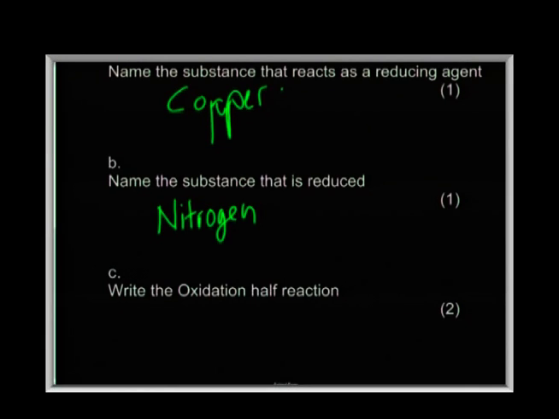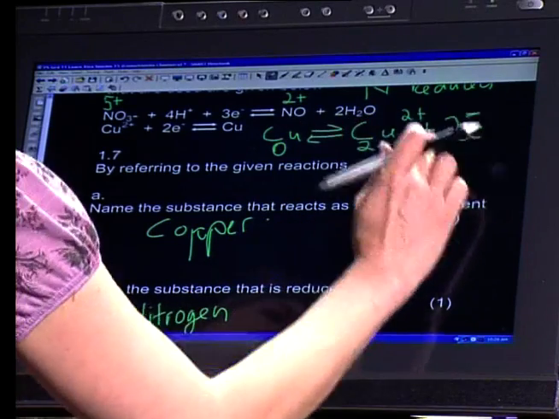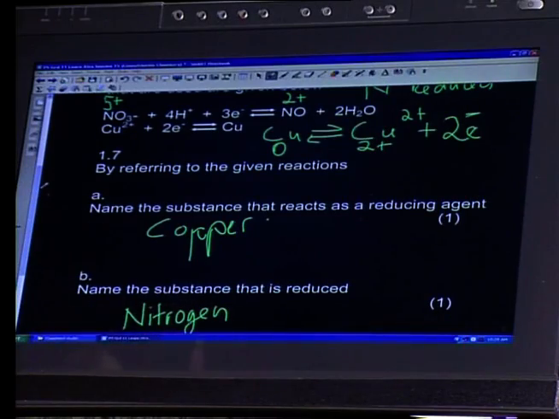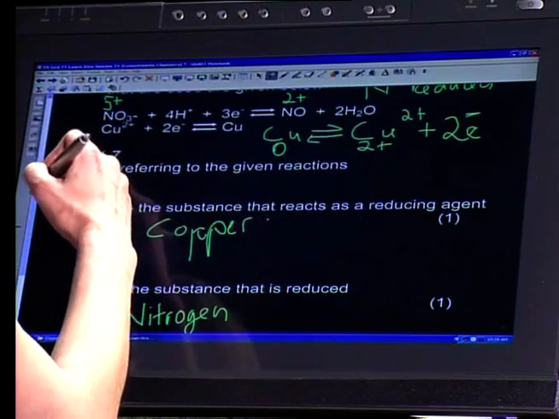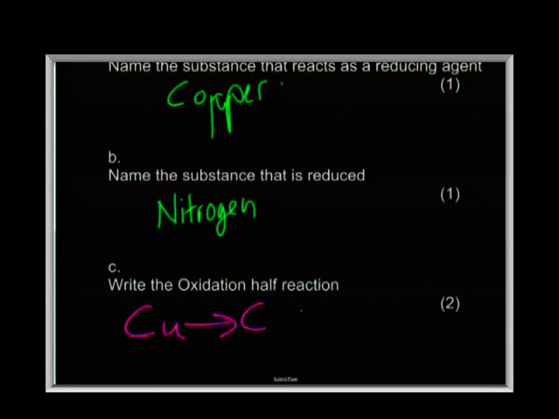And the next question says, write down the oxidation half reaction. So let's have a look again. The oxidation half reaction is definitely the one that releases the electrons, where something becomes more positive or less negative. It's very important that you write it the same way I did over here, meaning the right way around. That is copper going to copper 2 plus plus 2 electrons. Remember, guys, that when we have an oxidation half reaction, we're always looking for the reaction with our electrons on the right-hand side, because we are getting rid of the electrons.